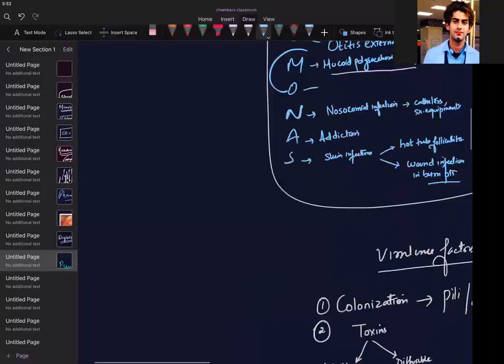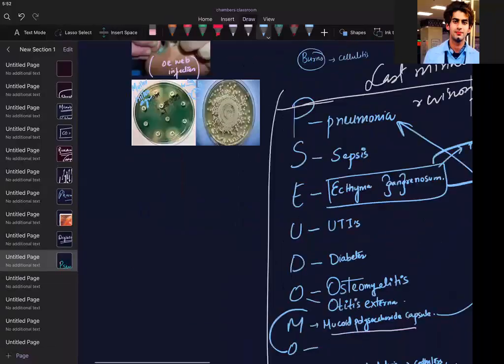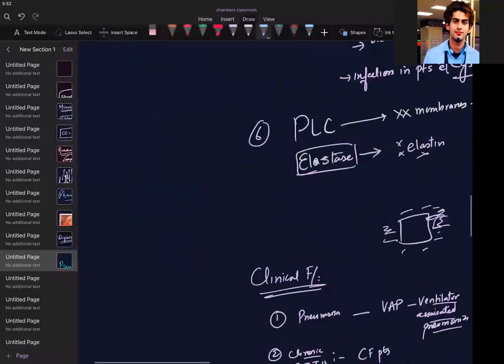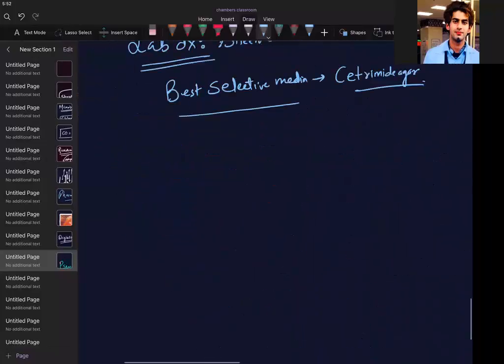If you take them on blood agar also, what will you see? You will see hemolysis. Which hemolysis, by the way? Beta hemolysis. Beta hemolysis is a complete type of hemolysis. Beautiful answer. Okay. Very nice.